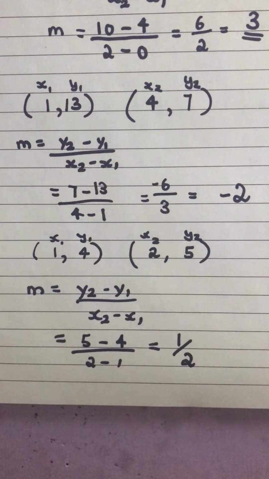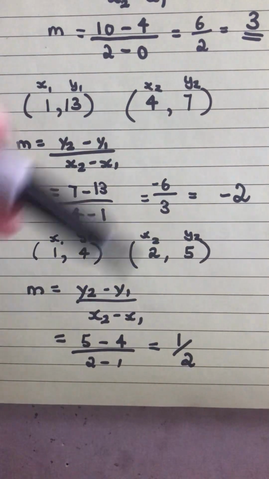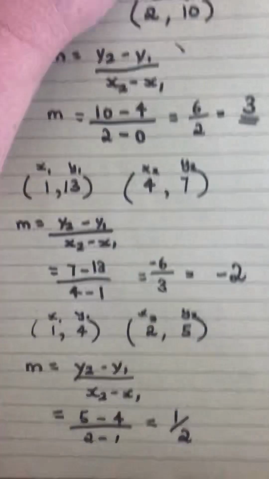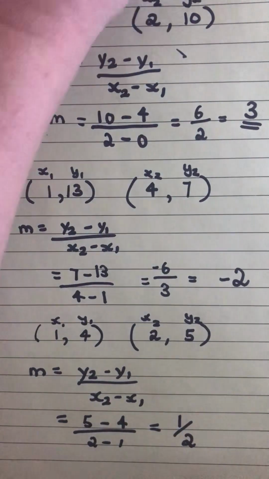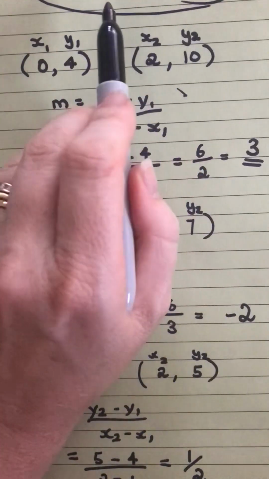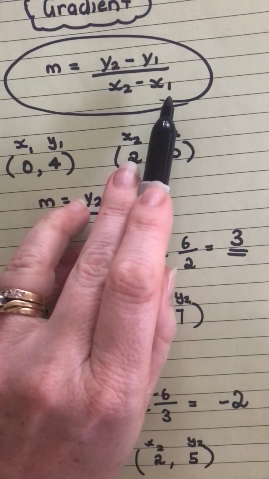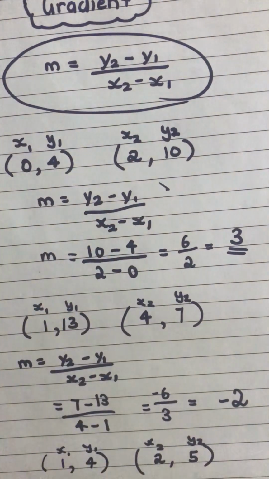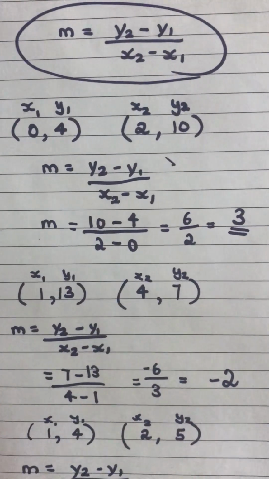So the gradient just describes the slope and how much the y is changing with respect to the x. So as long as you are using your gradient rule there, y2 minus y1 over x2 minus x1, labeling your coordinates, substituting them in, then you should be fine to work out your gradient between two coordinates.